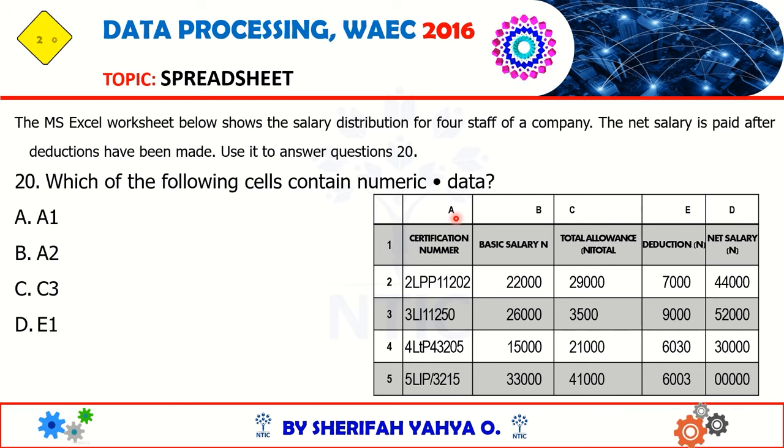And we know that in Microsoft Excel, we have what is called a cell. A cell is the intersection of columns and rows. So column A and row 1 intersect here, which is A1, that contains certification number. It is alphabetic data, not numeric data. A2 is alphanumeric data. C3, column C, row 3, we have 3,500, which is strictly a number. E1 is deduction, which is alphabetic data also. So therefore, the only option here that contains a number is cell C3, which is option C.